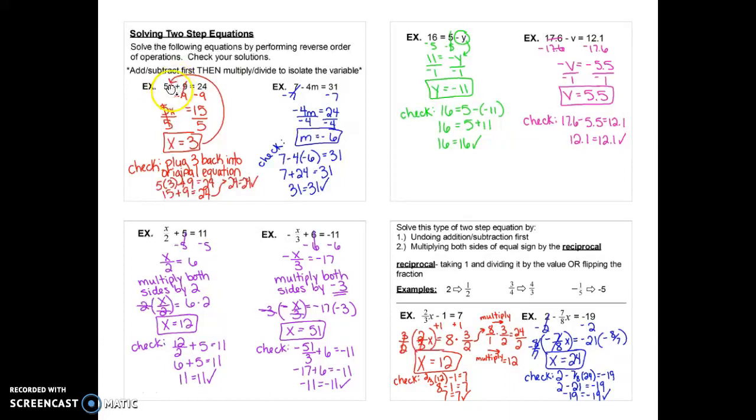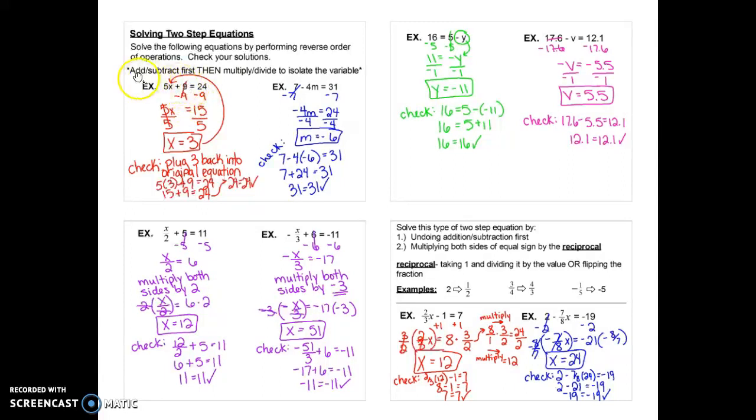My goal here, and it's important to remember the goal, is that we are trying to get this x to be completely by itself. Right now, this 5 is connected to it. And then I also have this plus 9 over here that's technically connected to this x as well because it's on the same side of the equal sign. So my goal is to get this 9 to the other side of the equal sign and this 5 to the other side of the equal sign.